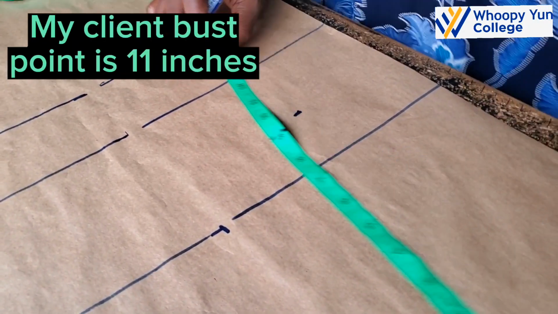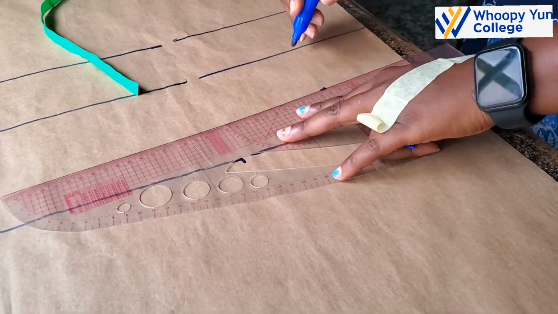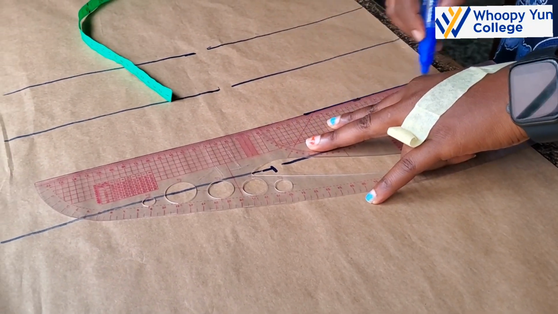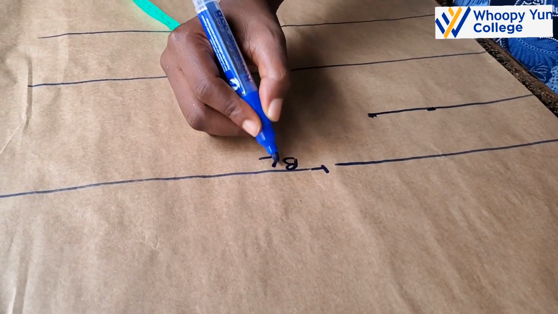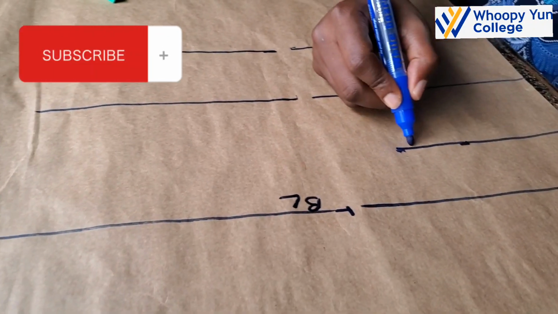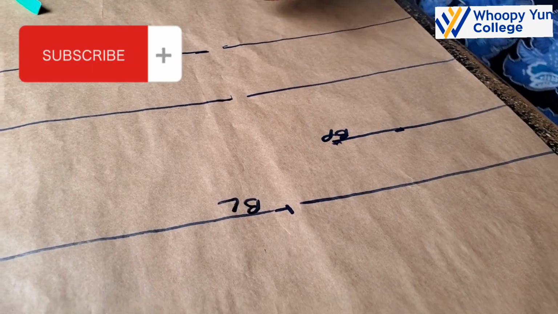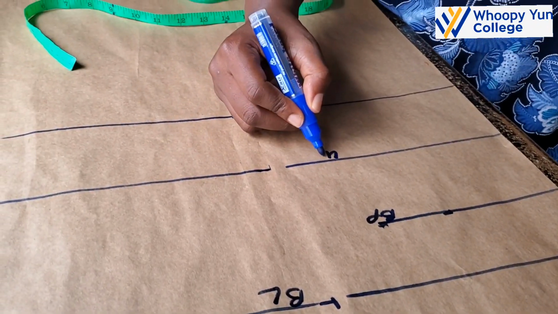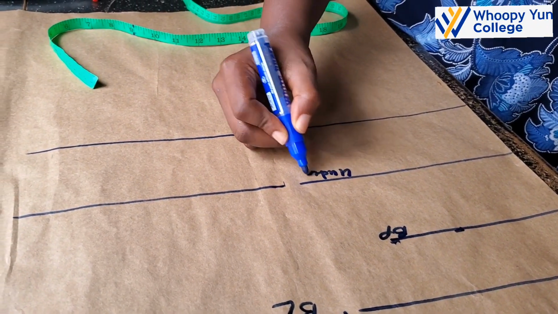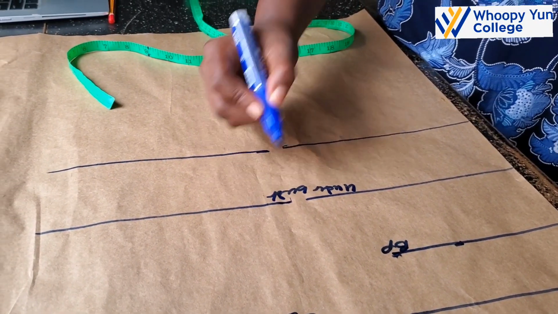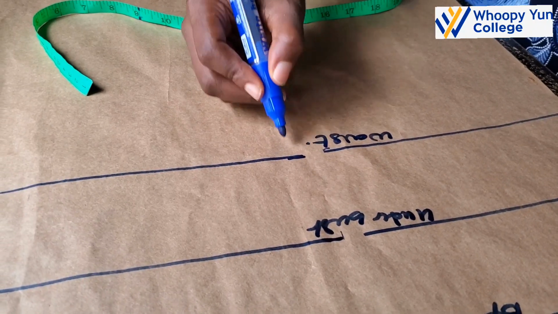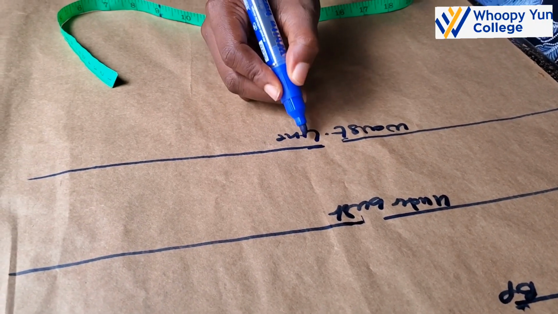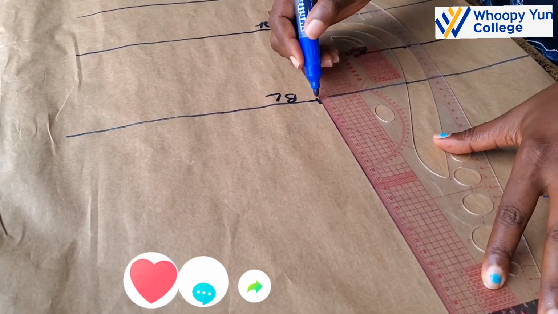So right now I'm taking our bust point. Our bust point is the shoulder to the nipple. So BL, main bust line, BP, main bust point, and then our under bust. I'm writing it in full for beginners, and then our waistline. This is done for beginners.